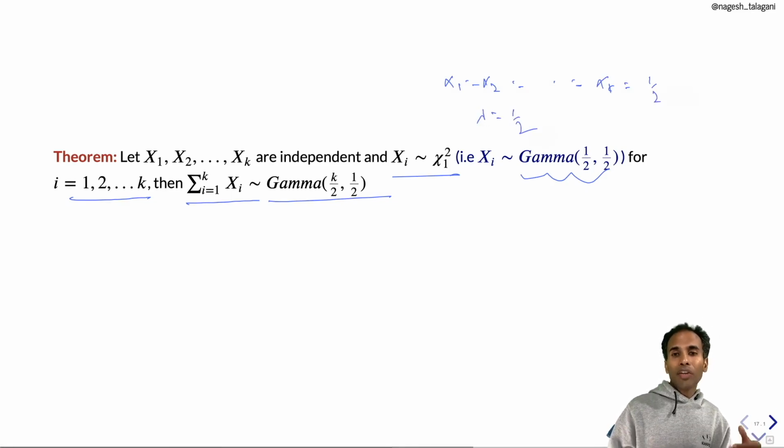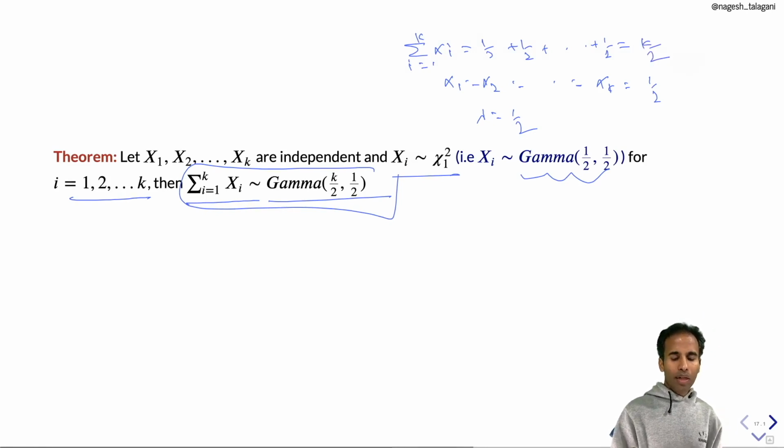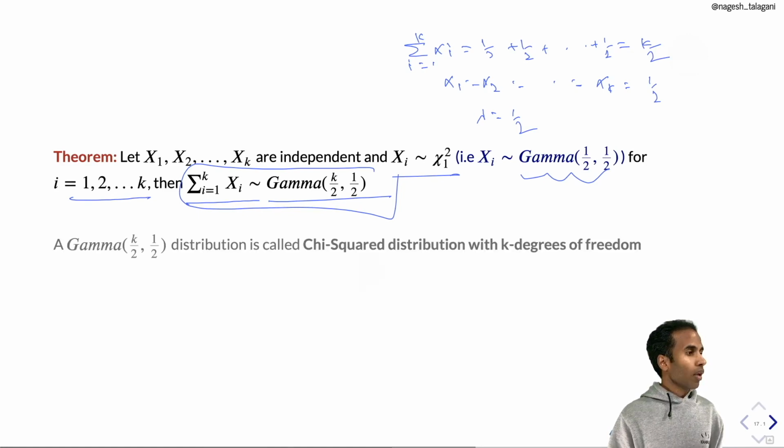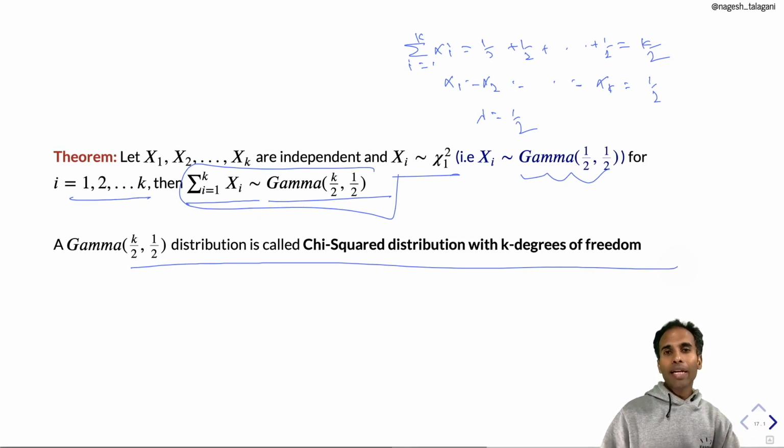As a sum of independent gamma random variables, it is pretty clear that the summation of Xi from i equal to 1 to k should follow gamma distribution with parameters k by 2 comma 1 by 2, because the sum of alpha i from i equal to 1 to k is going to be 1 by 2 plus 1 by 2 plus 1 by 2, k times, which is k by 2. That's why the summation of Xi must follow gamma distribution with parameters k by 2 comma 1 by 2. A gamma k by 2 comma 1 by 2 distribution is called chi-square distribution with k degrees of freedom.